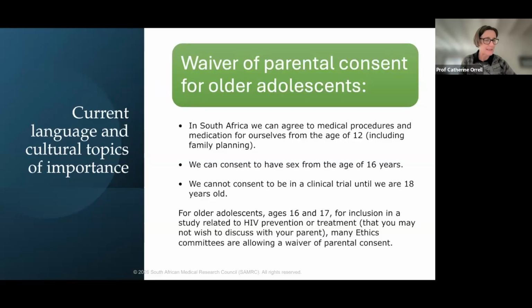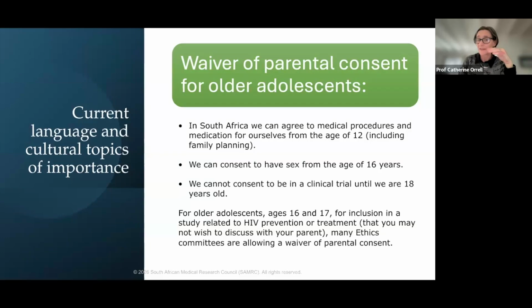So my last topic here is the waiver of parental consent for older adolescents. This has occurred in South Africa, in particular in the context of HIV prevention medication, PrEP. In South Africa, adolescents can agree to medical procedures or medication for themselves from the age of 12, and that includes contraception or family planning medication. A lot of people in our communities prefer the depot preparations of progestogen, either Nuristerat or Depo-Provera injection, a 2 or 3 month injection, and can choose to have that contraception themselves from the age of 12.